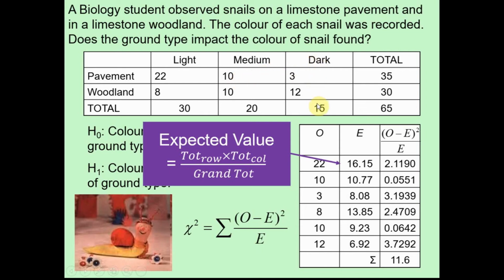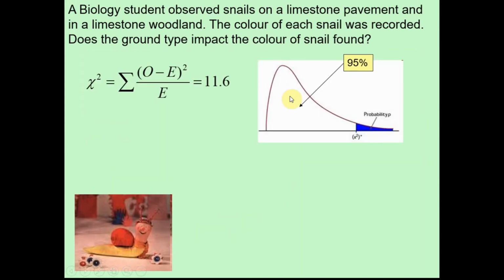There'll always be one column that is set in stone, and there'll always be one row that is set in stone. So to find the degrees of freedom, it's always the number of rows minus 1 multiplied by the number of columns minus 1. So in this case it's 2 degrees of freedom.